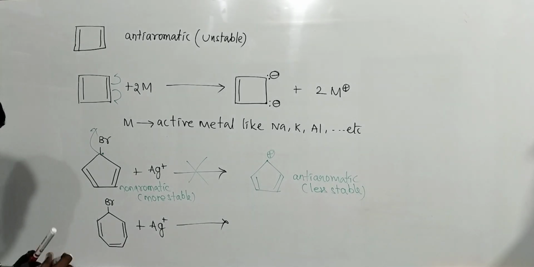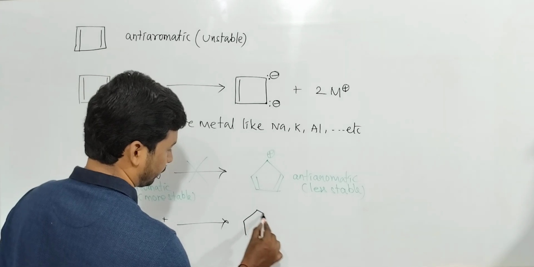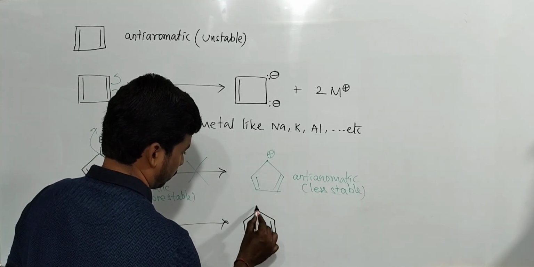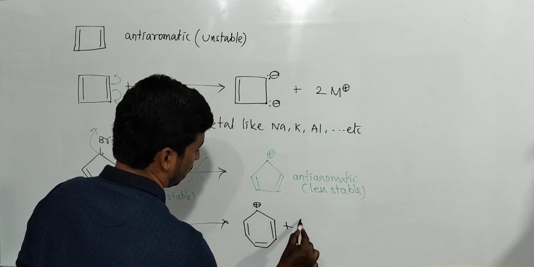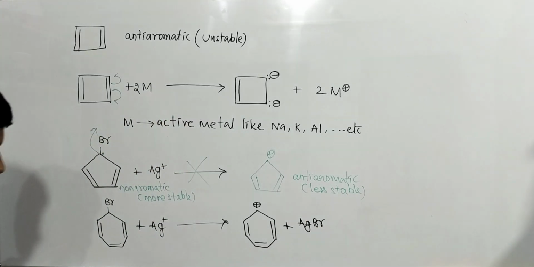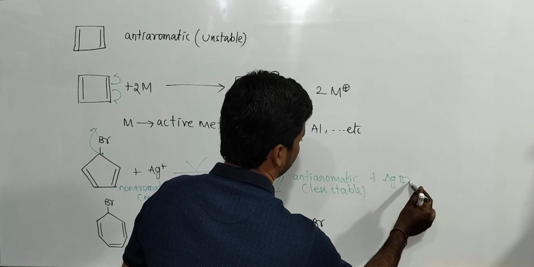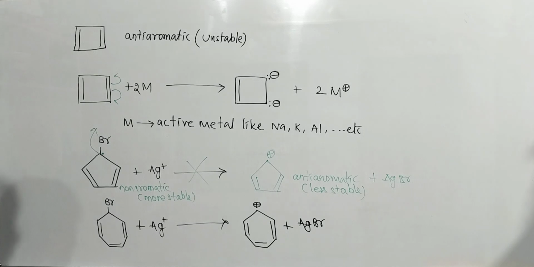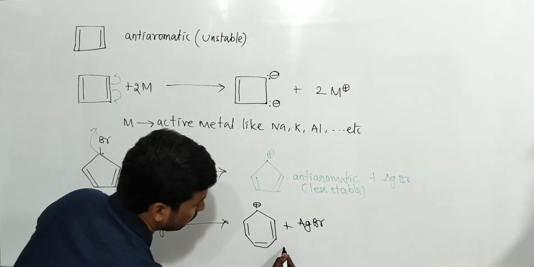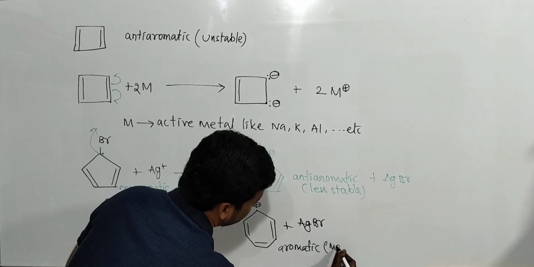But below 1, that reaction easily takes place because this becomes positive and AgBr. This type of AgBr formation is not possible here. Not possible. So this is what? Aromatic. Aromatic means more stable.